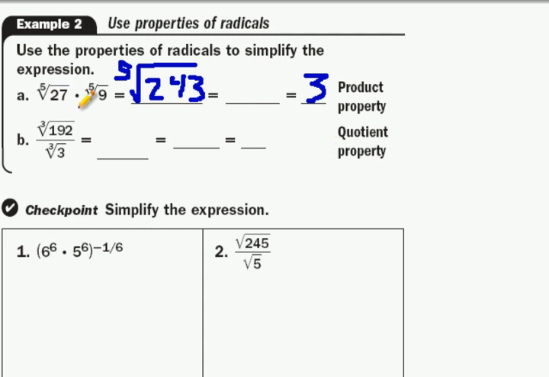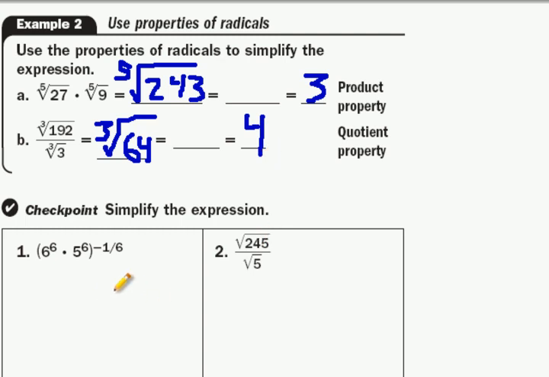I know some of you said, well, what if I just put it on my calculator in the beginning? Well, you get a decimal and you get like 2.99. You have to be smart enough to know what you're doing there. 192 over 3 is really what I have here. That ends up being the cube root of 64. And the cube root of 64 is just 4.